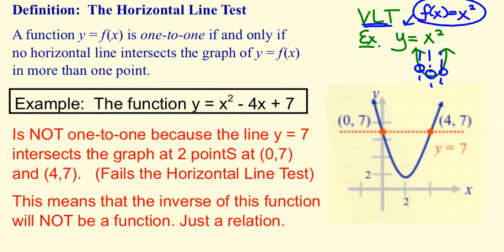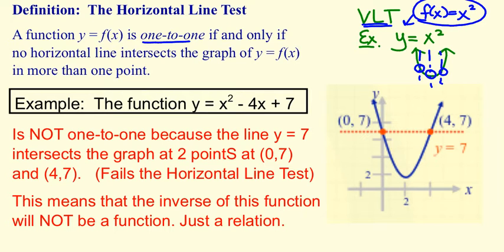Now we're going to move on to the horizontal line test and identify that. Here is the definition of a horizontal line test. A function is one-to-one if and only if no horizontal line intersects the graph of y equals f in more than one point.